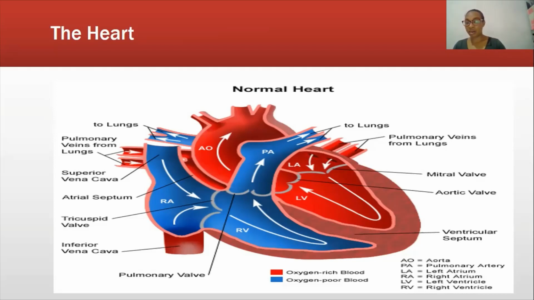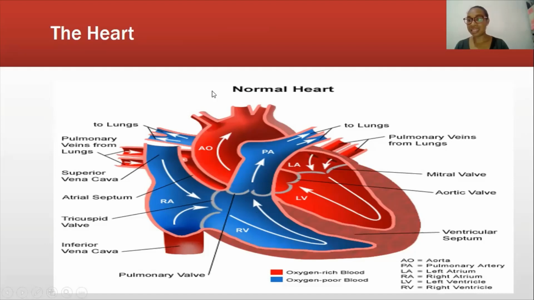Further to the right, you see that there are a few letters that represent different chambers in the heart and vessels. So we have AO representing the aorta, as you see here. We have PA representing pulmonary artery. We have LA representing the left atrium, RA right atrium, LV left ventricle, RV right ventricle, and we have PV representing the pulmonary veins.